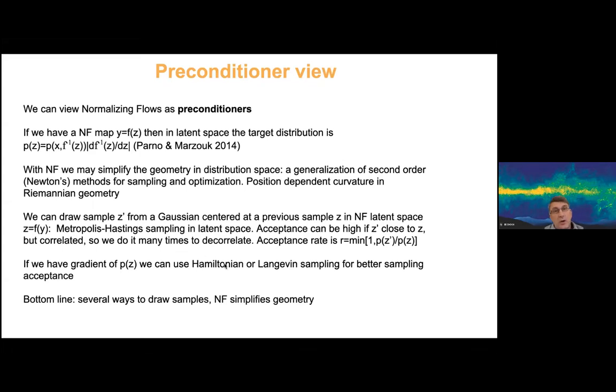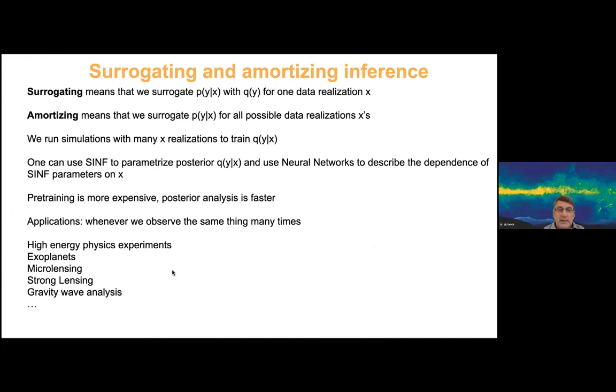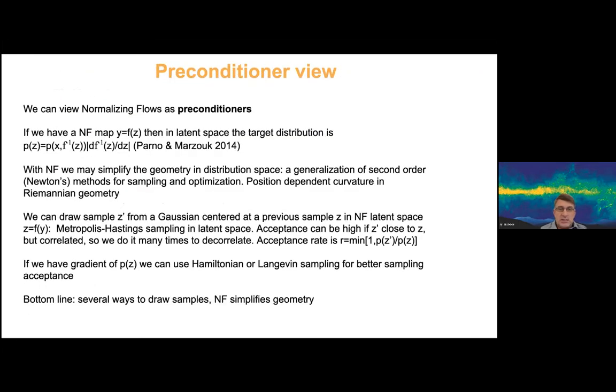Okay, so now if you have gradients, then you can also do Hamiltonian Langevin sampling, and this has actually been done, and I'll show that on the next slide. Right, so let's see. I guess I lost that slide. Anyway, the bottom line is that this preconditioning, these normalizing flows, can simplify the geometry.